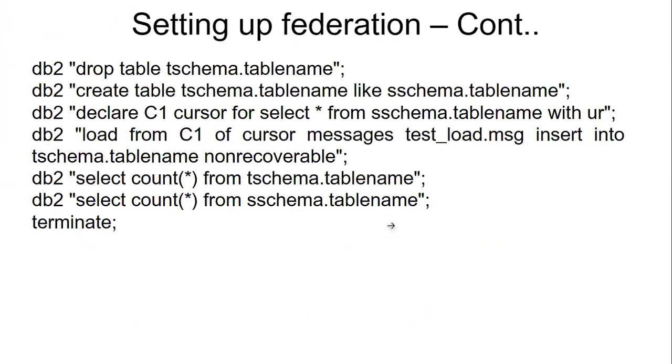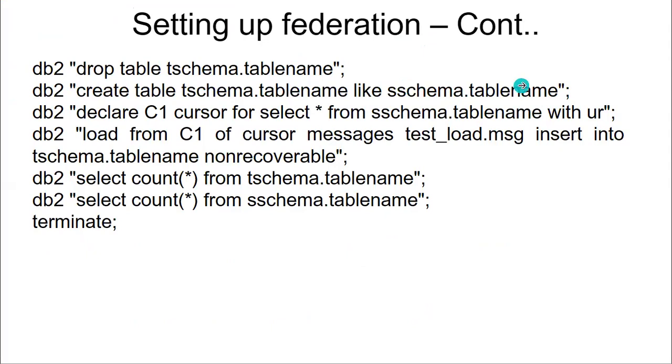So again, once everything is done and the federation is set up, what you need to do is drop the existing table from the target, create the table like your source using the schema and table name, and then declare the cursor, which is the same command which I pasted earlier. Then you load it, and then find the count in source and target. You could see the count is matching. It means one thing is done, our migration is successful.